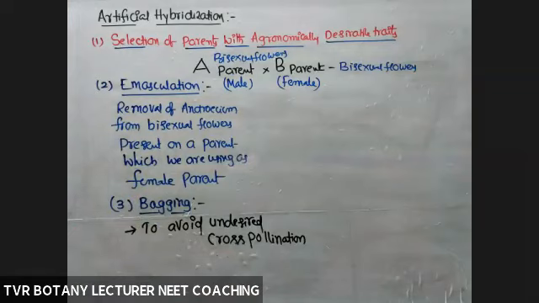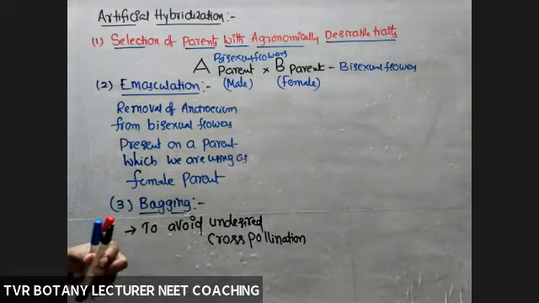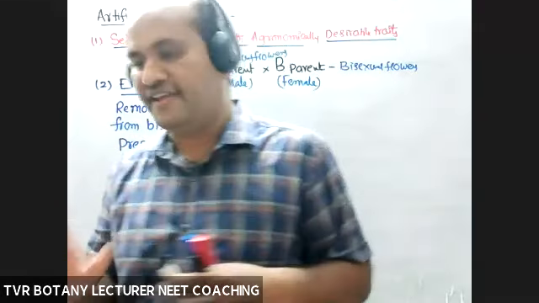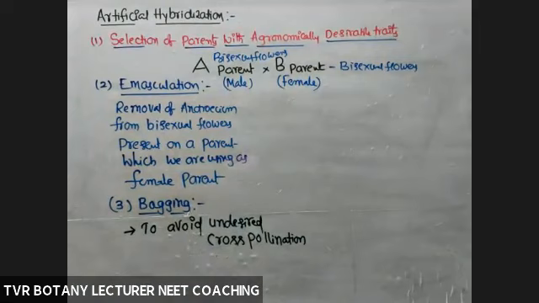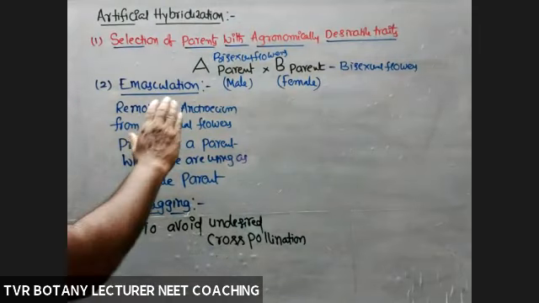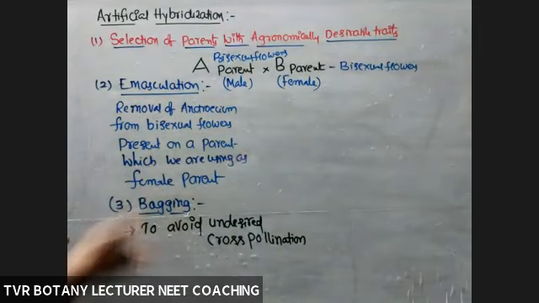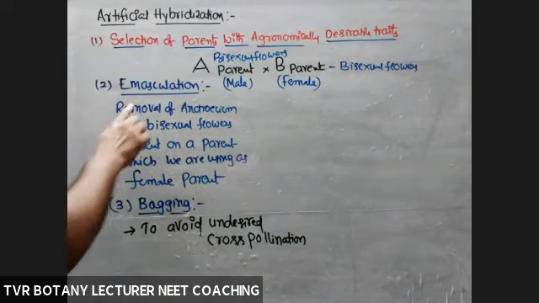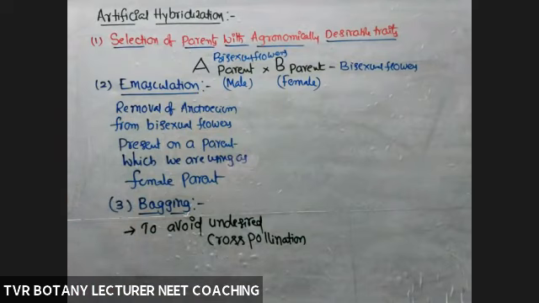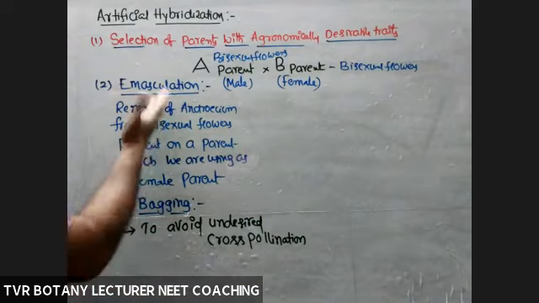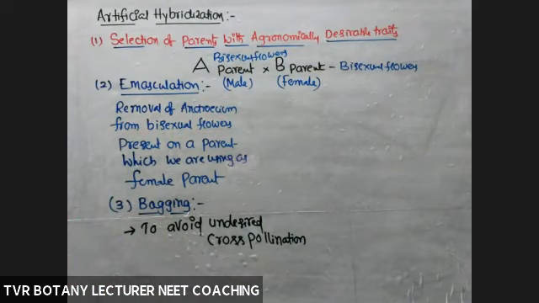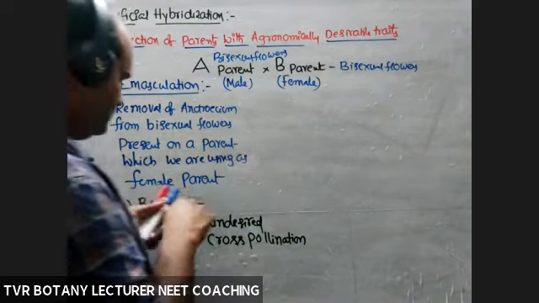Okay, so bagging is required for all types of sexualities. Whether the flower is bisexual or unisexual, bagging is mandatory. Only emasculation may be required or not. That depends on the sexuality of the parent. If it is producing bisexual flowers, emasculation is required. Otherwise, if it is monoecious or dioecious, emasculation is not required. So bagging completed. Next step.